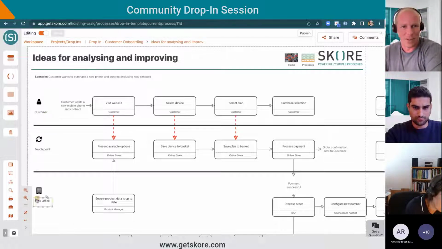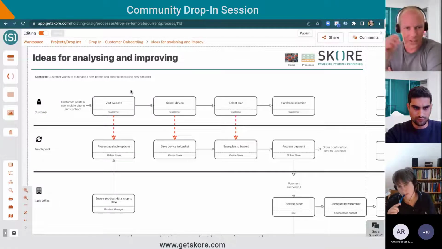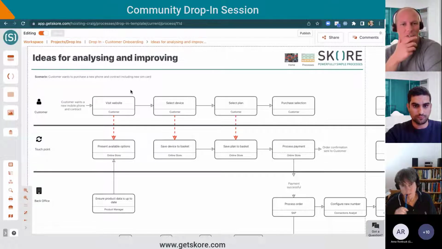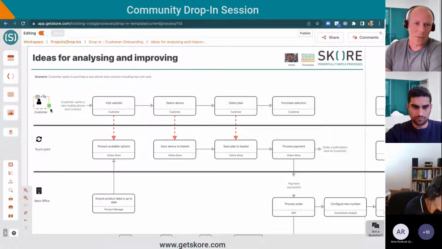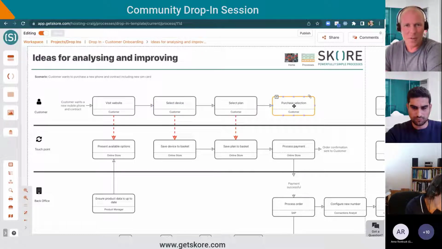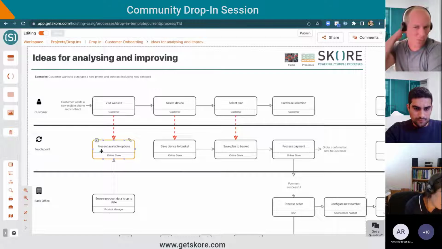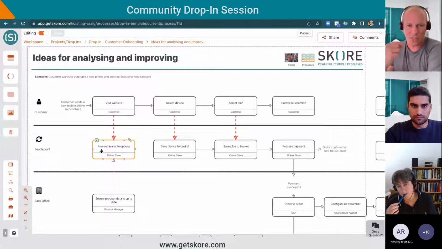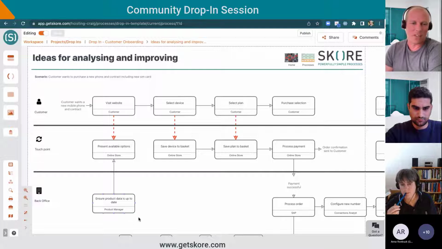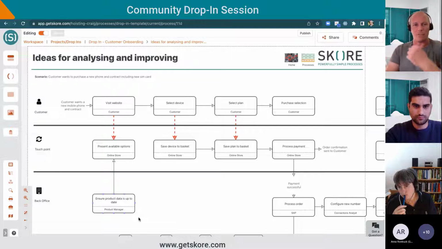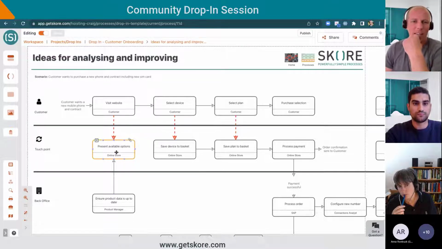In this example, I've got a scenario of a customer purchasing a mobile phone: a new device, a contract, and SIM card. What we show is what the customer does. They visit the website, they select a device, they select a plan, and then purchase. Alongside that, we're showing the touch point. So what is it in our company that the customer is actually interacting with? In this case, it's a website or online store at this point in the process. But then in the back office section, we can start to show what the different parts of our organization are that are interacting or supporting, ensuring those touch points can exist.